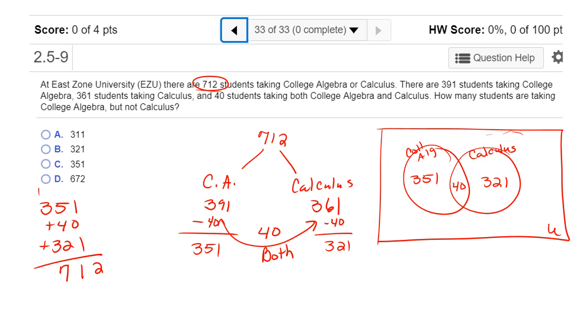So now we want to know how many students are taking college algebra but not calculus. We can quickly and easily see the college algebra students not in calculus would be 351.